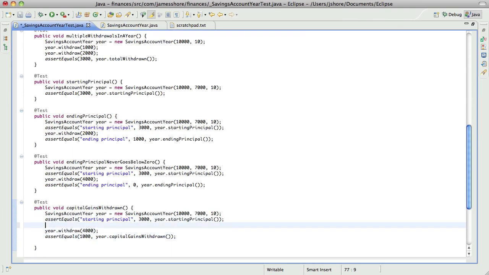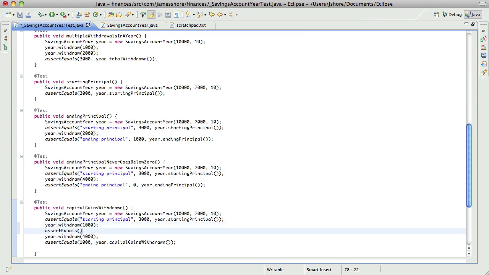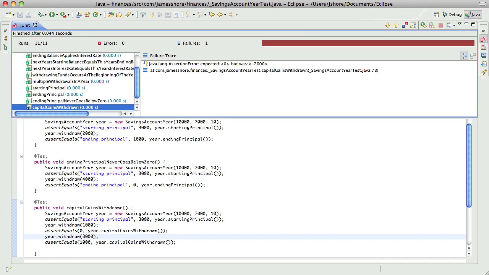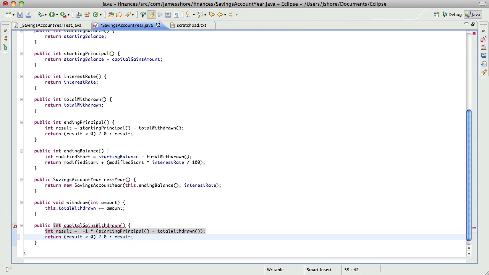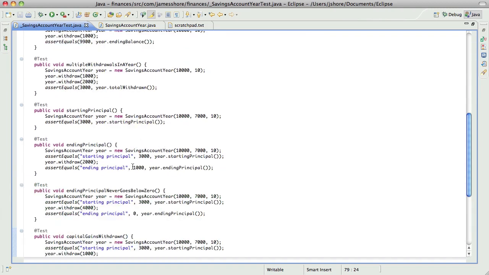So now I'm going to put in here, draw 1,000, and insert equals 0. And here we'll draw 3,000 equals 4,000, and there we go. So expected 0 was minus 2,000. Right, perfect. So same old thing. Int result equals that. Return result less than 0. That should pass. Okay, let's do that next time. Sorry, so pass 0 result. Now we've got capital gains withdrawn.